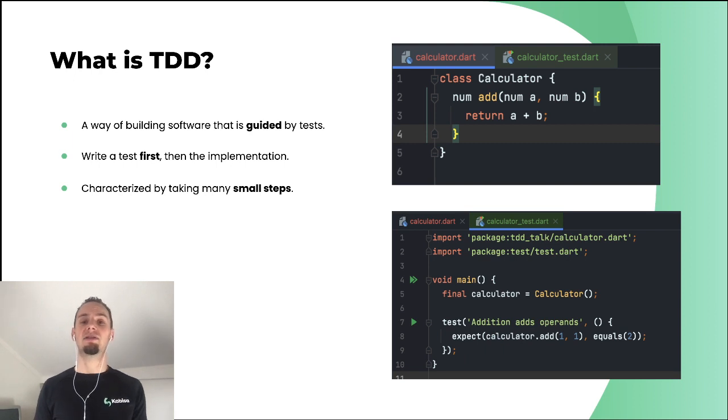TDD is also characterized by taking many small steps. And what this means is that you always write just the minimal amount of code to make the test pass. So in this case, adding these two numbers together, in theory, I could just return 2, the hard-coded number 2, and that would already satisfy the test. And that would then force me to write another few test cases that use different numbers, perhaps edge cases like negative numbers or something like that. But in any case, you always try to write the minimum amount of code just to satisfy the test. And that way you really let the test guide your implementation.